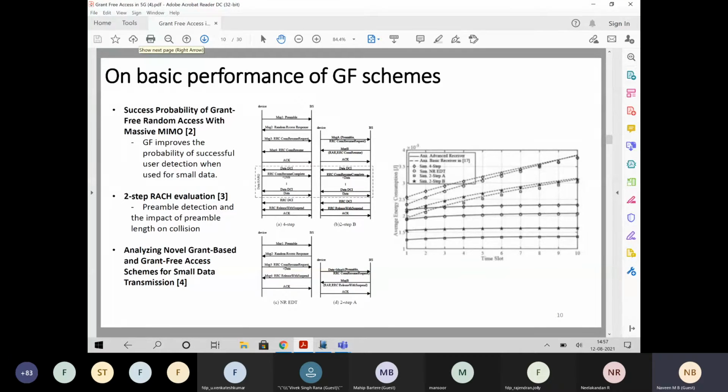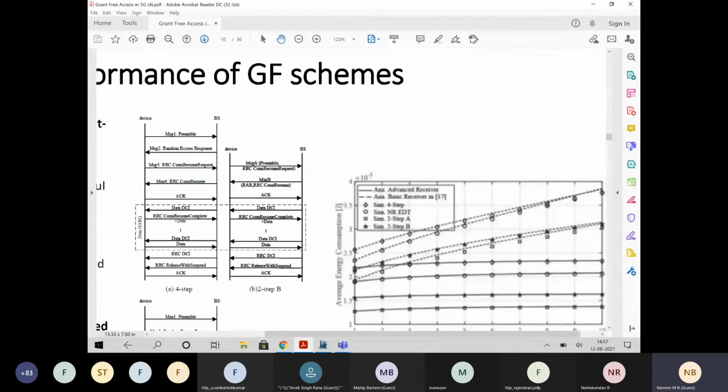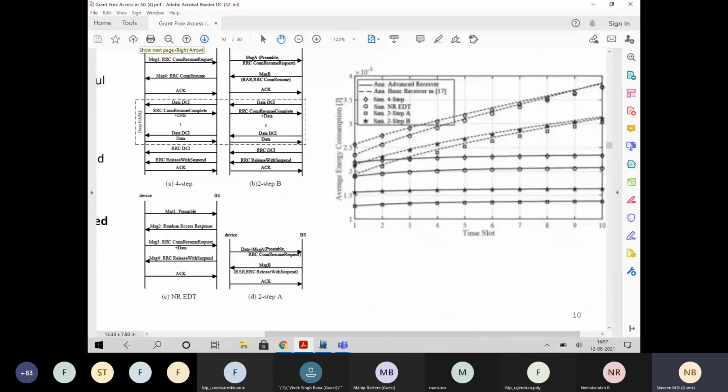So this is a very recent paper, this 4, not from our group, but another parallel group in the UK. They tried to find out whether they can do grant free access for small data without the massive MIMO assumption. And they were partly successful. They did a good, detailed study of what gives them the lowest energy consumption. And obviously, the 2-step procedure, which is only this 2-step A procedure, gives the lowest energy consumption. The line which is at the lowest place is the 2-step procedure.